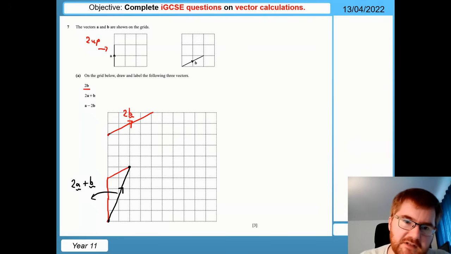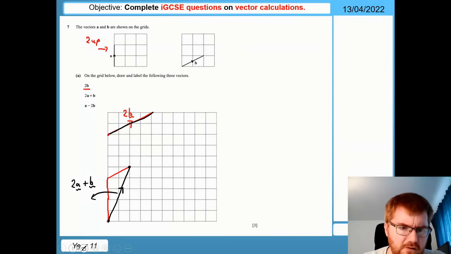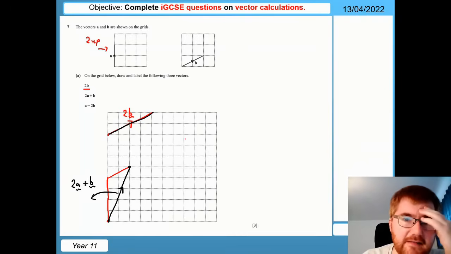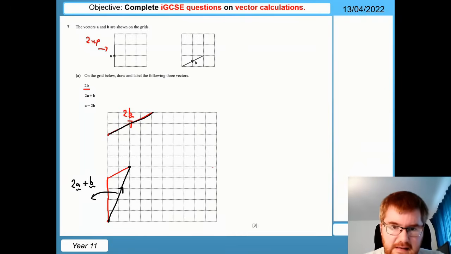Okay, I probably should just put this in black so it's clear to the examiner. This is my answer. All right, the last one here, start in red first. So doing a and then minus 2b. Okay, let's start over here. So we'll start with the a, so that's just 2 upwards. So starting here, we go 2 upwards, that's our a vector.